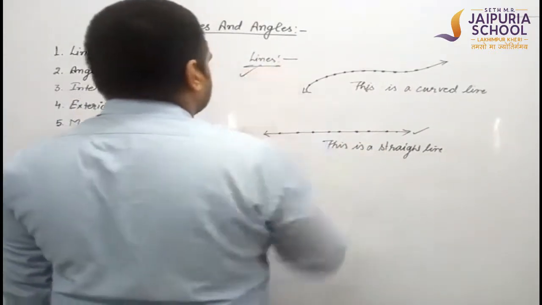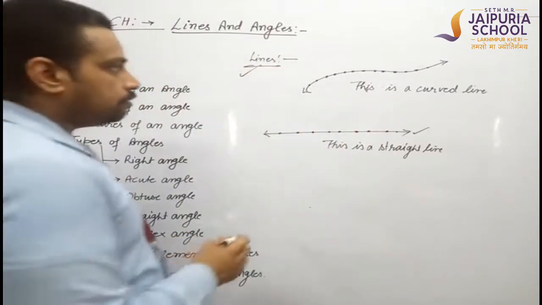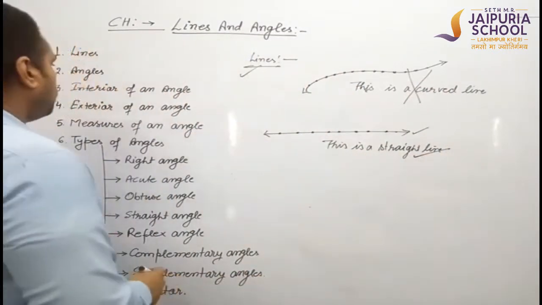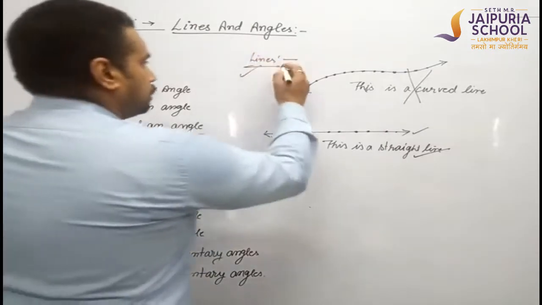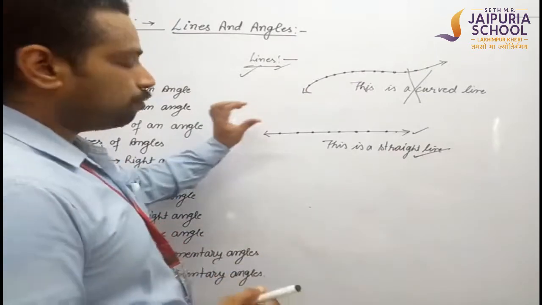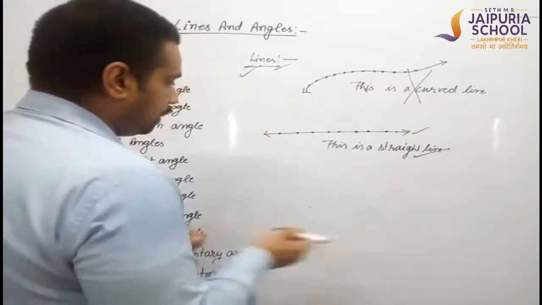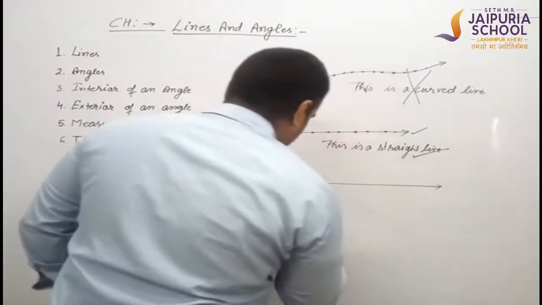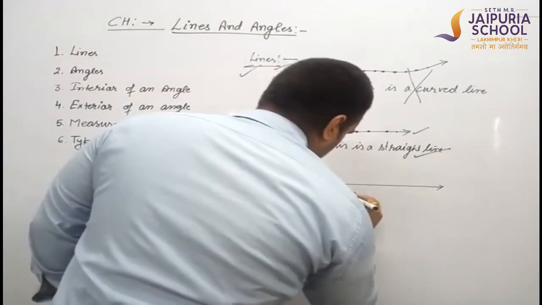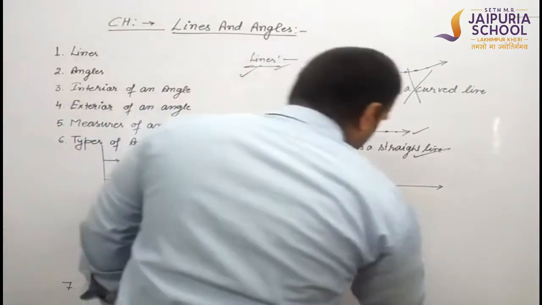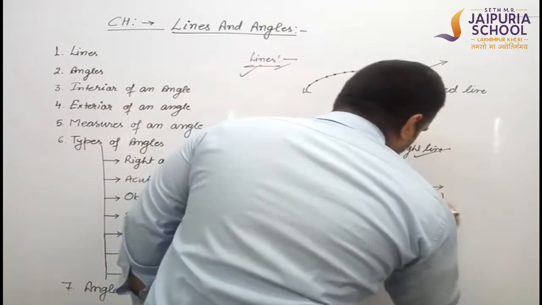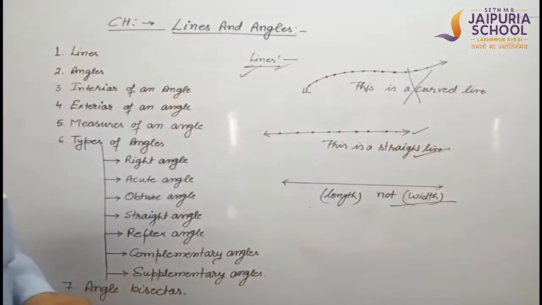So what do we study here? Curved lines are not studied in this 9th standard, so we are studying only the straight line. Yes, so line is clear to you, and keep in mind that a line does not have any breadth. In a line we measure only length. Length is considered here, not width. I think this is clear to you.